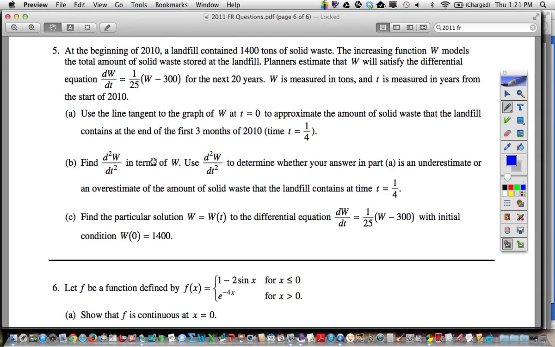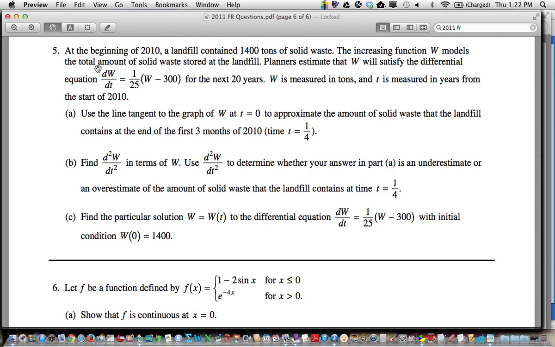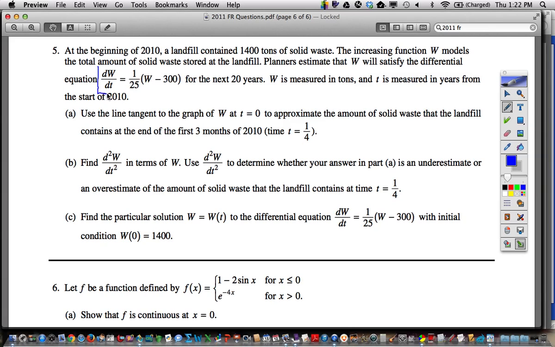All right, number 5. At the beginning of 2010, a landfill contained 1,400 tons of solid waste. The increasing function W is the total amount of waste at the landfill. Planners estimate W will satisfy this differential equation for the next 20 years. W is measured in tons and T is measured in years starting at 2010. Here's my question to you. Does this differential equation right here look familiar? What's it look like?